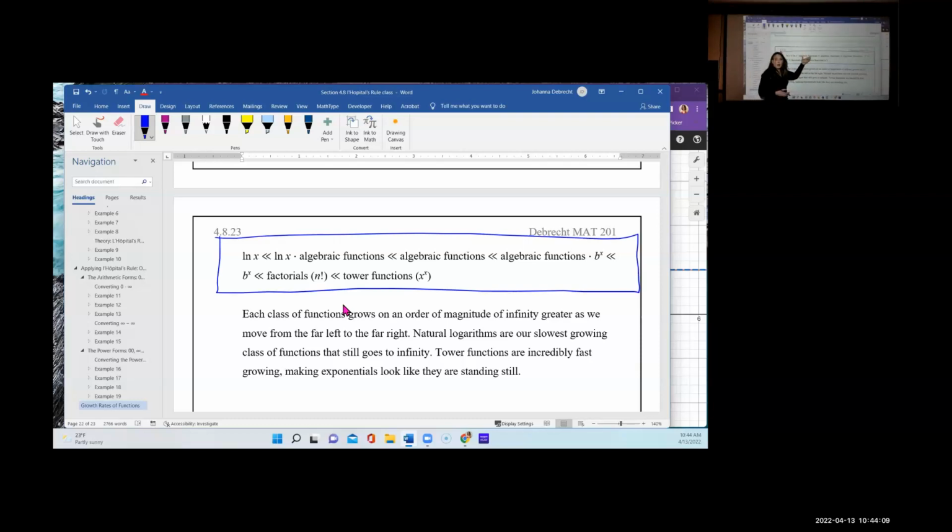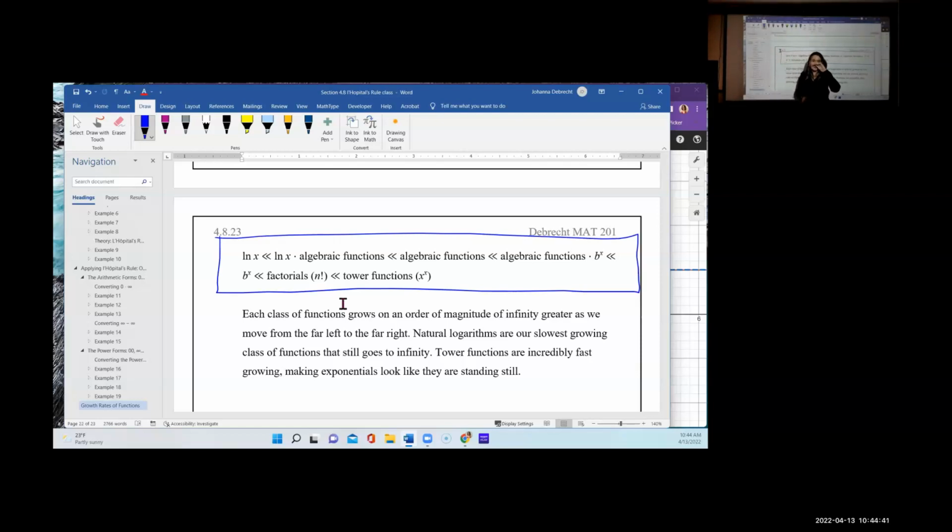So basically, your polynomials, your rationals, and your radical functions are algebraic, which is an order of magnitude slower than algebraic functions, which is an order of magnitude slower than algebraic times exponentials. The algebraic slows it down a little bit. Pure exponentials grow the next fastest. Then factorials, if you've not seen those yet, don't worry, they're coming. And then tower functions are the fastest growing class of functions that we have.